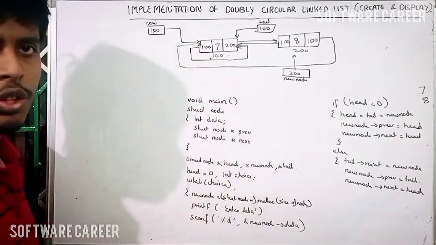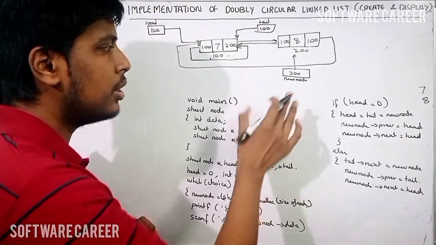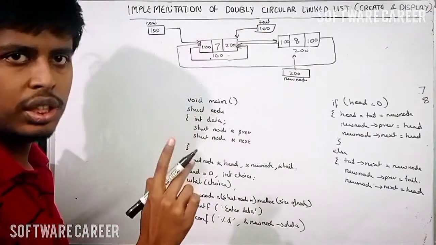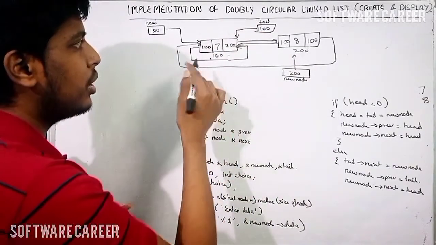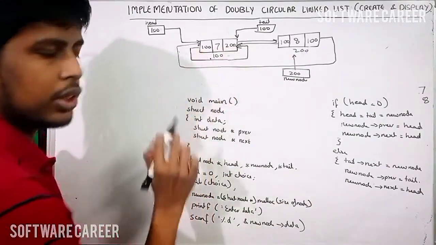Like this, it created a forward link. Now what is the next step? It's not finished. You have created only a single circular link. This is a double circular link, so one more link you should create, that is the backward direction. That means this node, this is the first node.